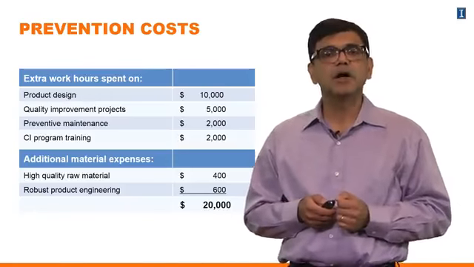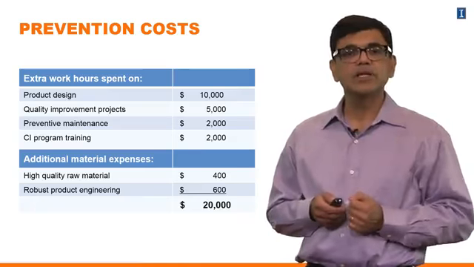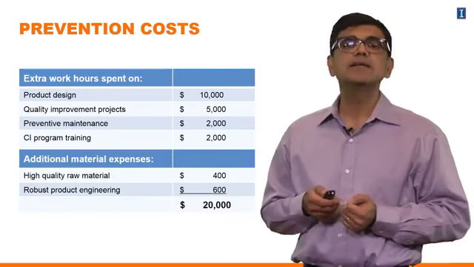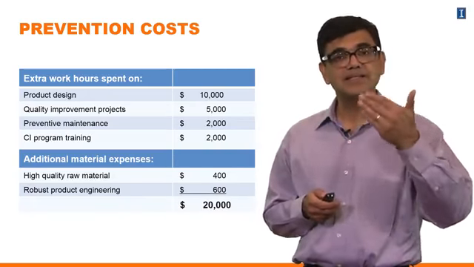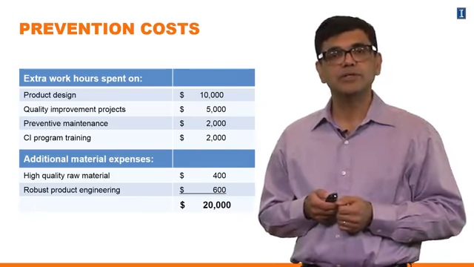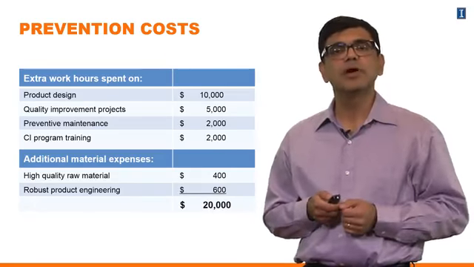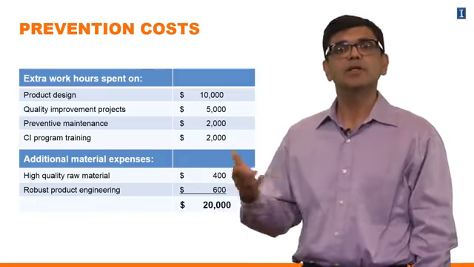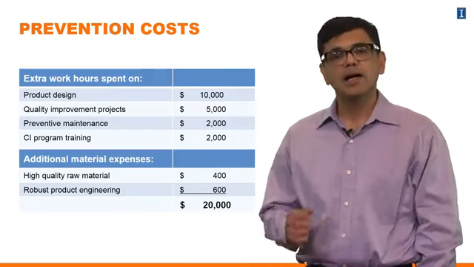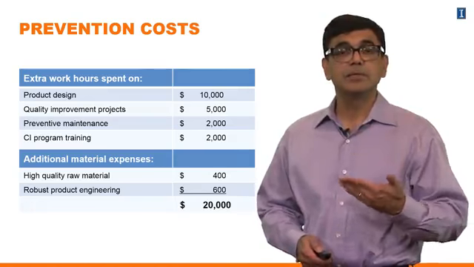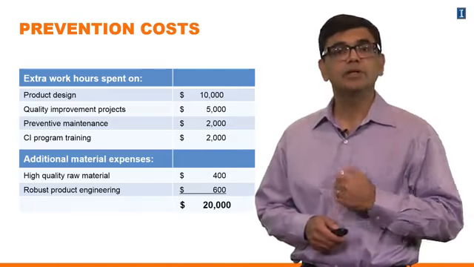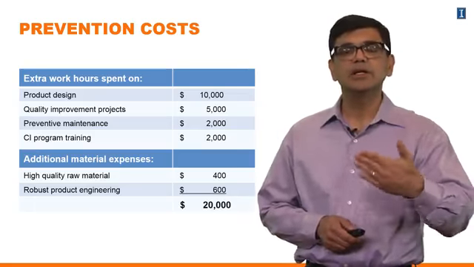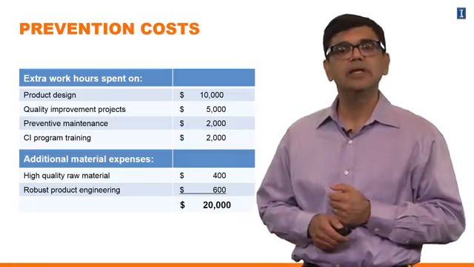So in terms of prevention costs, this company is spending a total of $20,000, and you can see the categories here. This would also give you some idea of the different costs that get into this category of prevention costs: product design, quality improvement projects, preventive maintenance of their machines, training for continuous improvement, employee training, and additional material expenses in terms of the raw material. You may be paying more for your raw material, so this company is paying more because they're getting high quality raw material. And then the product engineering, there's a premium to it based on building in quality at source.